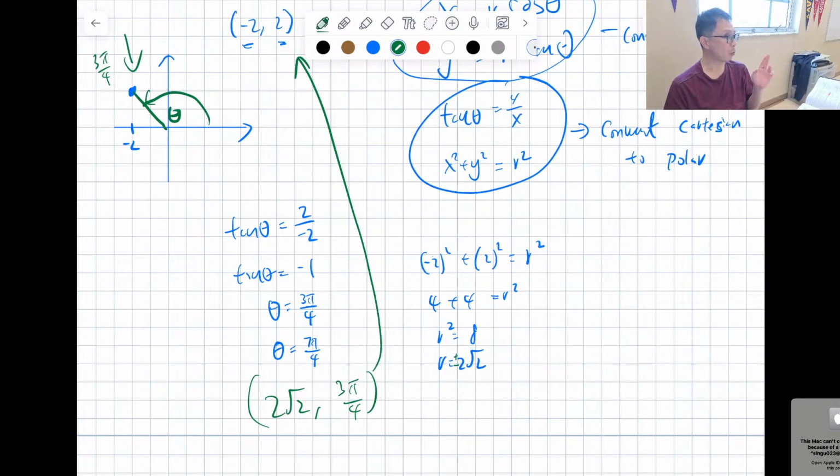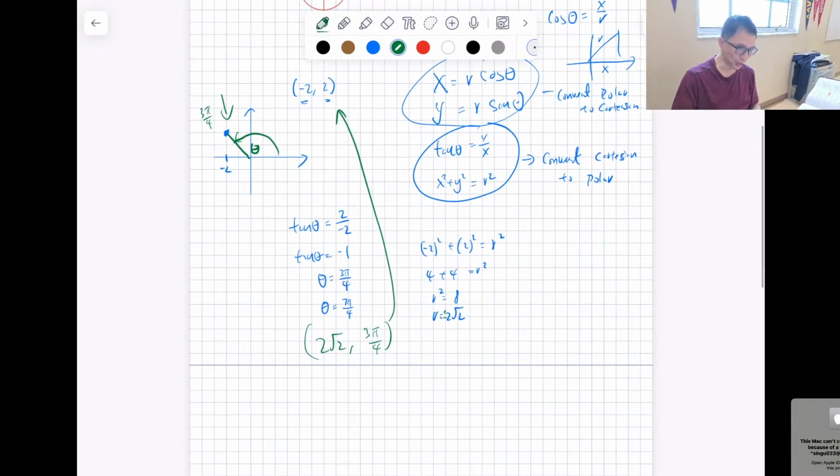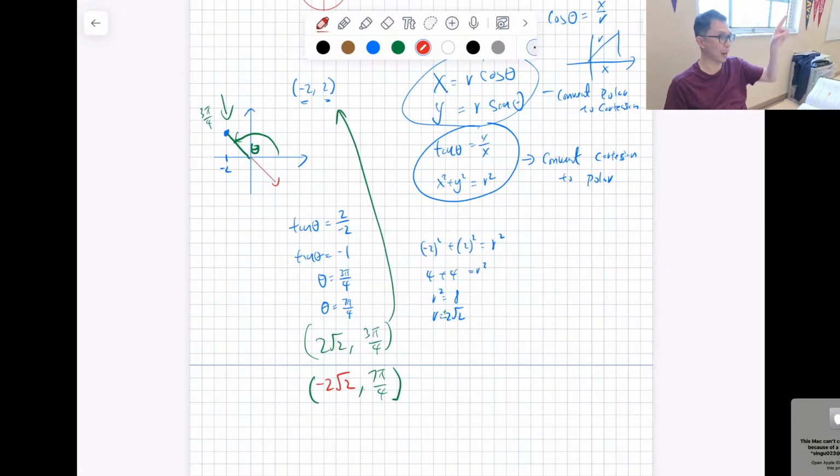Now, let's talk about why it's a minus. So you can technically get, guys, you've got to pay attention, you can technically get an infinite amount of representations. So could I choose a different path? I could. I could choose 7 pi over 4, which is all the way on this side, right here. But I could have said it's negative 2 square root 2, because I can go to the angle and just go in the opposite direction of the direction angle. Does that make sense? No.